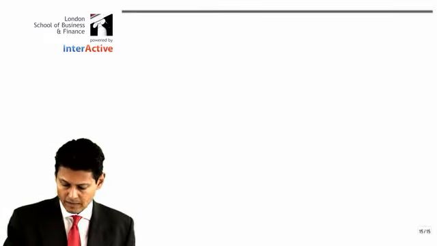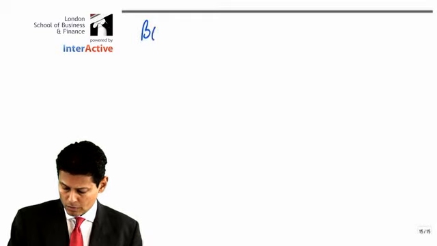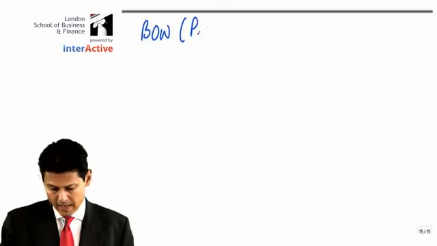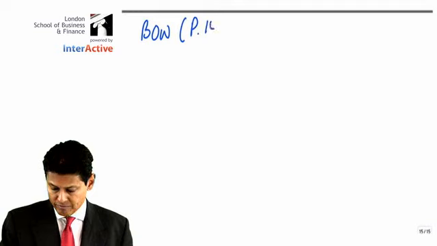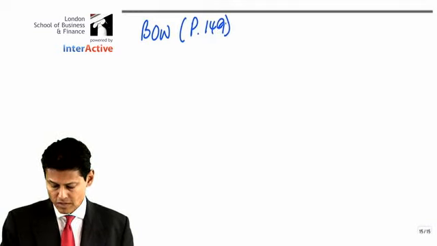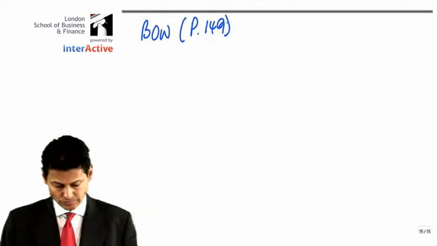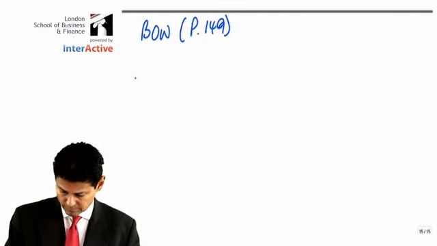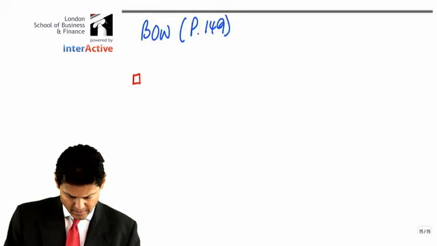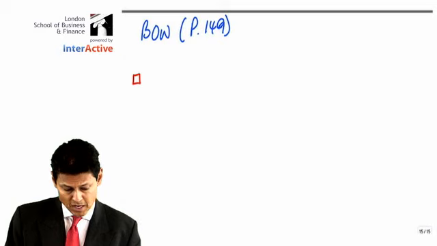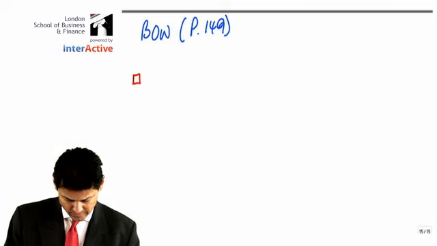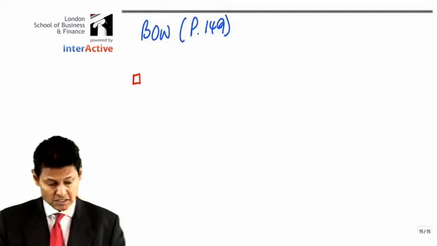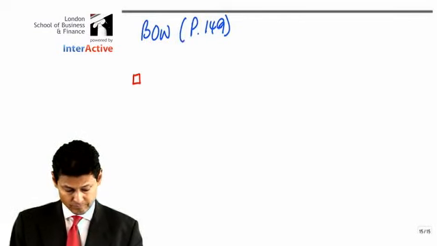Here we are. Question called Bow, page 149, to help you find it. Answer the question exactly as it's set. First bullet point, calculate the deferred tax charge or credit for the year and the deferred tax balance in the statement of financial position.